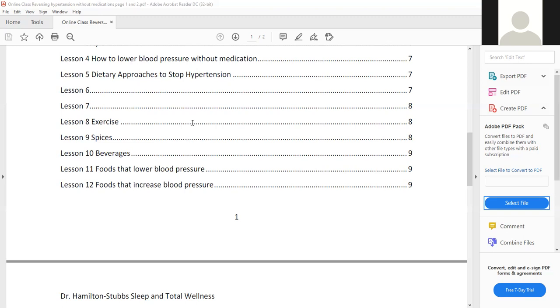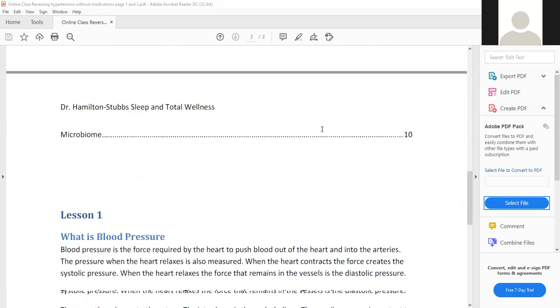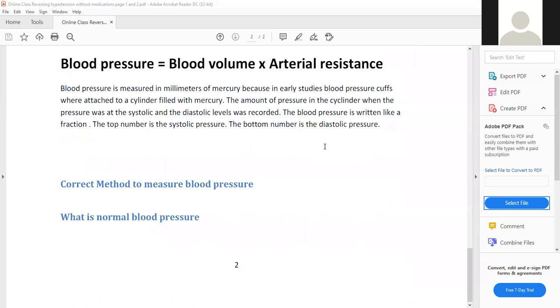Let's look at some interesting things that I've found for you, especially for tonight. Now, I'm going to try to jump down to pages 8 and 9 so that I can show you some of the things that I think you'll find very interesting.